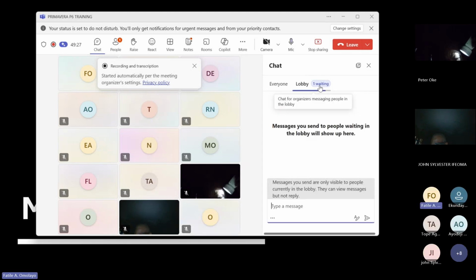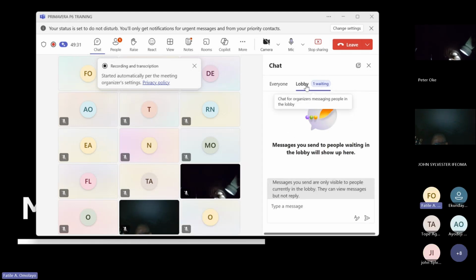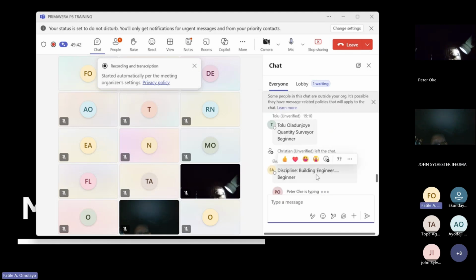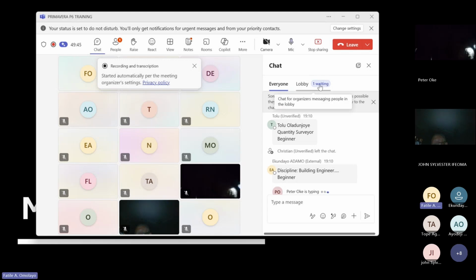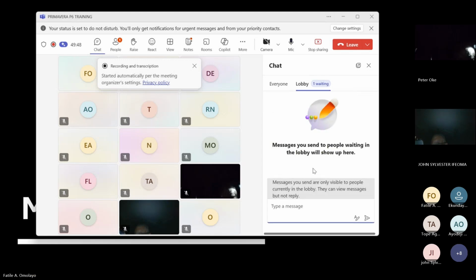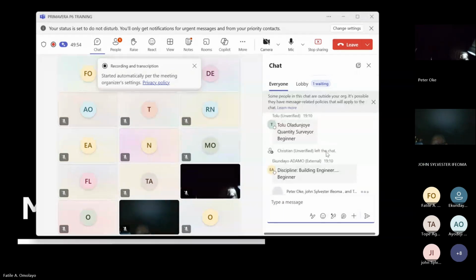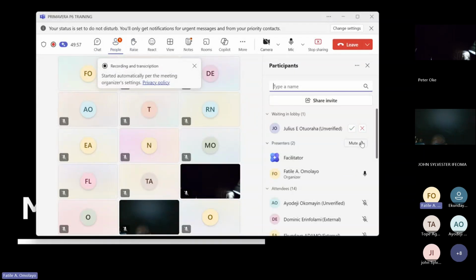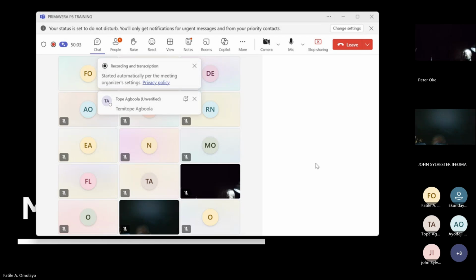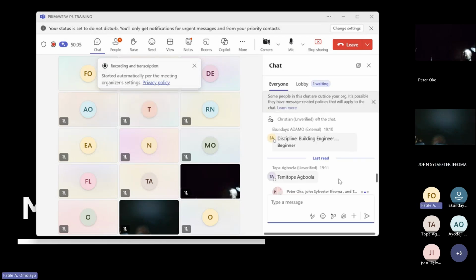Somebody's waiting at the lobby. Let's see who is at the lobby. So please, let's do this fast. We have a long way to go today. Let's do this very fast, please. Mr. Julius is just joining us. Temitola Agbola, okay, BOS, beginner.